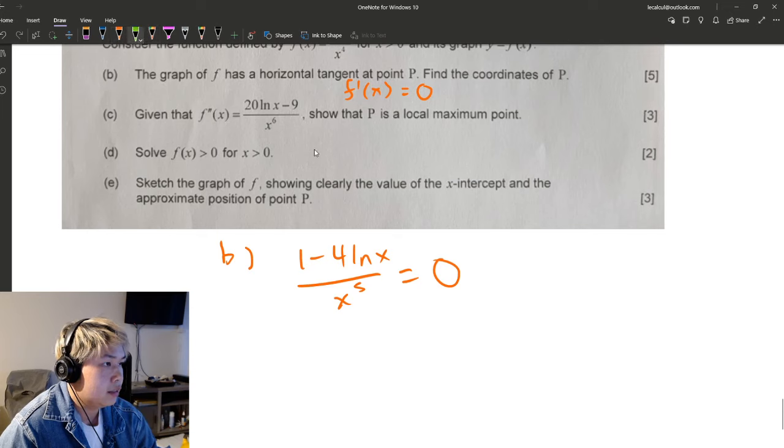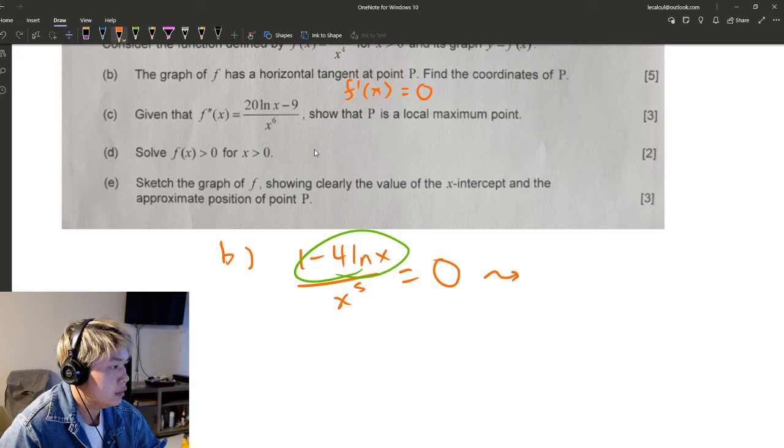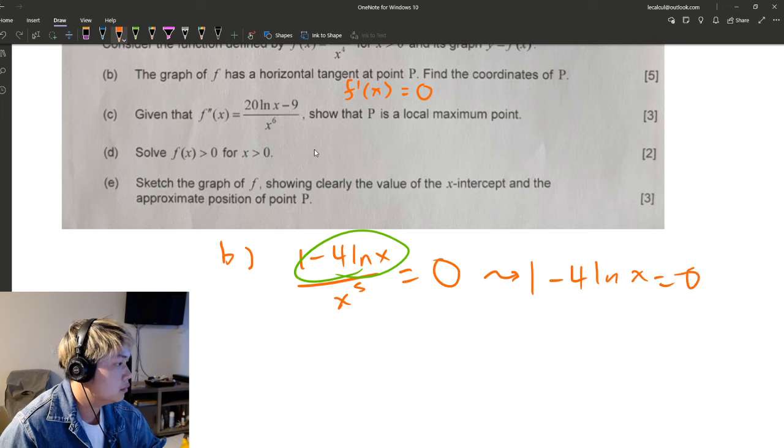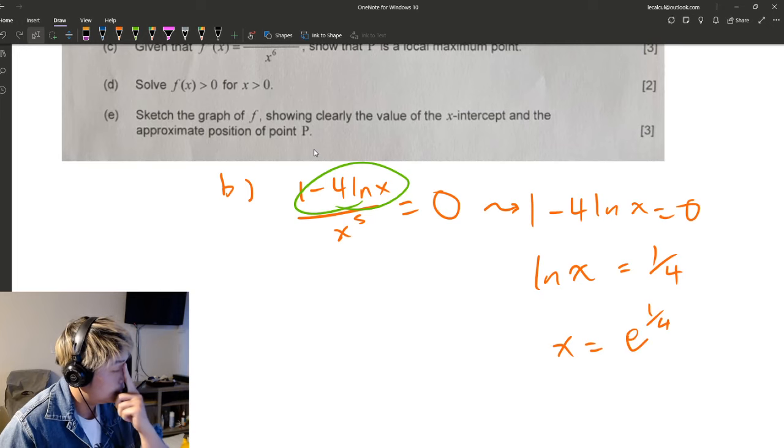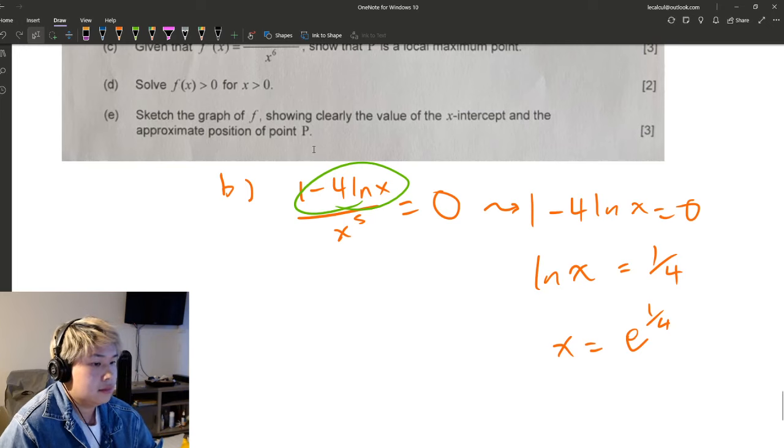Okay. Now, a rational function is only 0 if the numerator is 0. So essentially, I can just solve the numerator for being 0. So natural log of x is equal to 1 over 4. So x is equal to e to the 1/4. They also do normals, but whatevs.